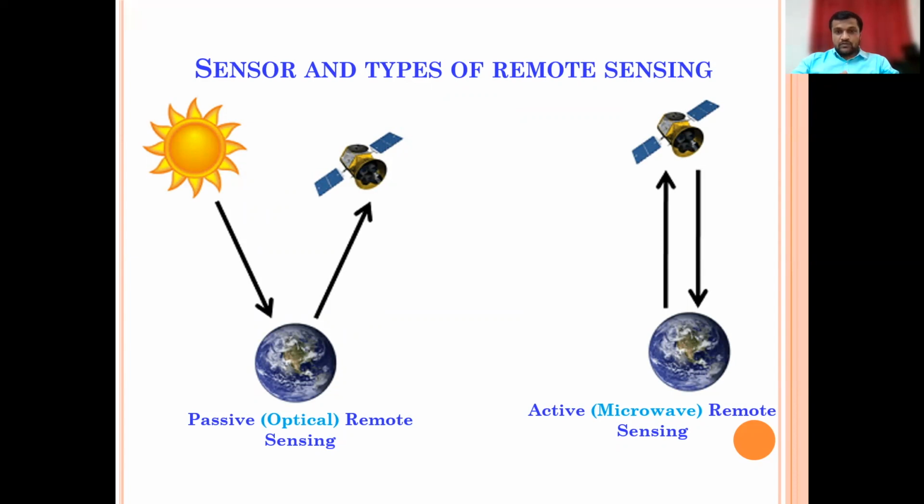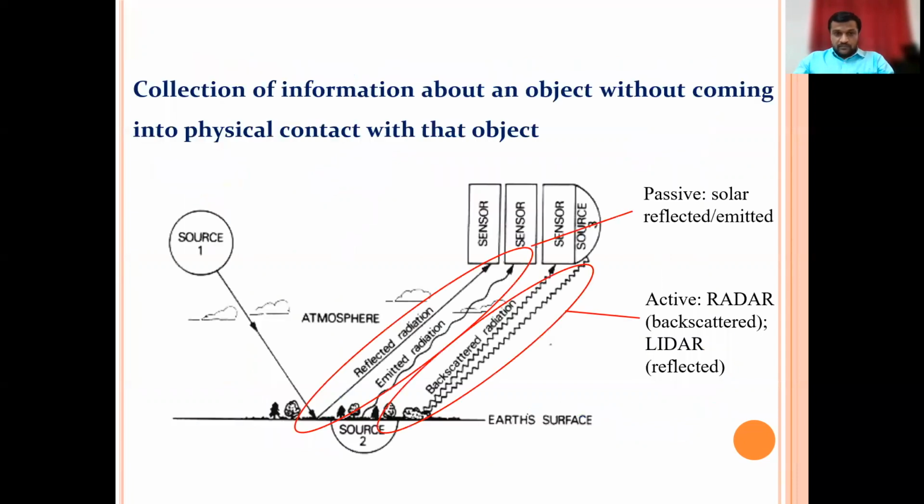Whereas the second type of remote sensing is active remote sensing. In active remote sensing, the sensor produces its own source of energy. It's an artificial source of energy that is generated by the sensor itself. Then this energy is transmitted towards the earth surface, the energy interacts with the target on the ground, and the energy is captured by the sensor. That is known as microwave remote sensing. In general terms, we call it microwave remote sensing or active remote sensing. So we see there are two types of remote sensing process: passive remote sensing and active remote sensing.